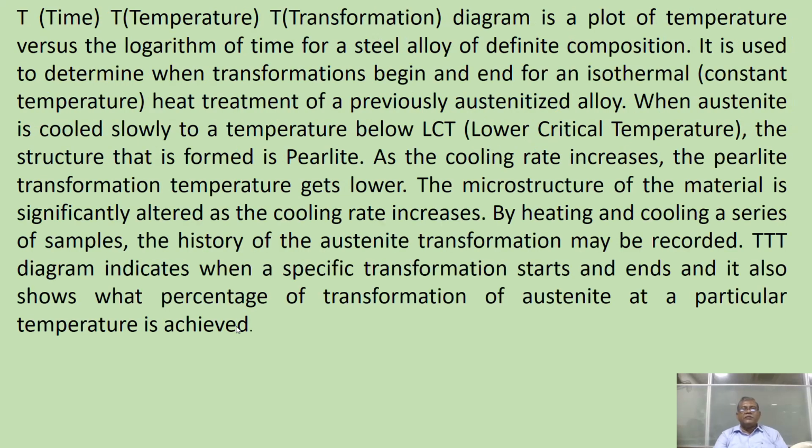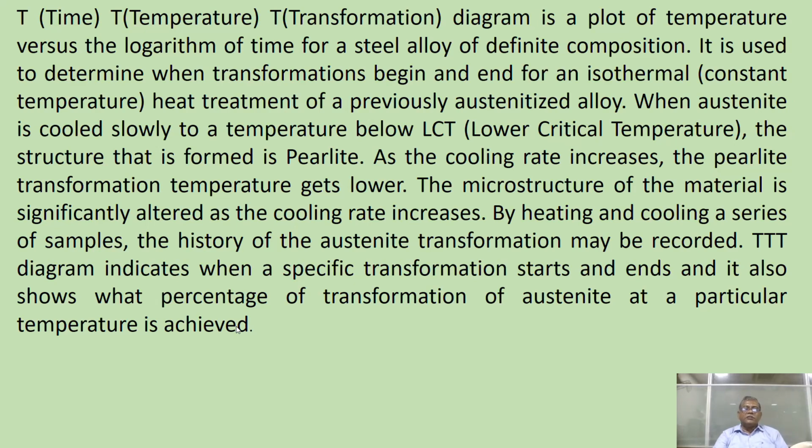Time temperature transformation diagram is a plot of temperature versus logarithm of time for a steel alloy of definite composition. It is used to determine when transformation begins and ends for an isothermal heat treatment of a previously austenitized alloy. Isothermal means constant temperature.